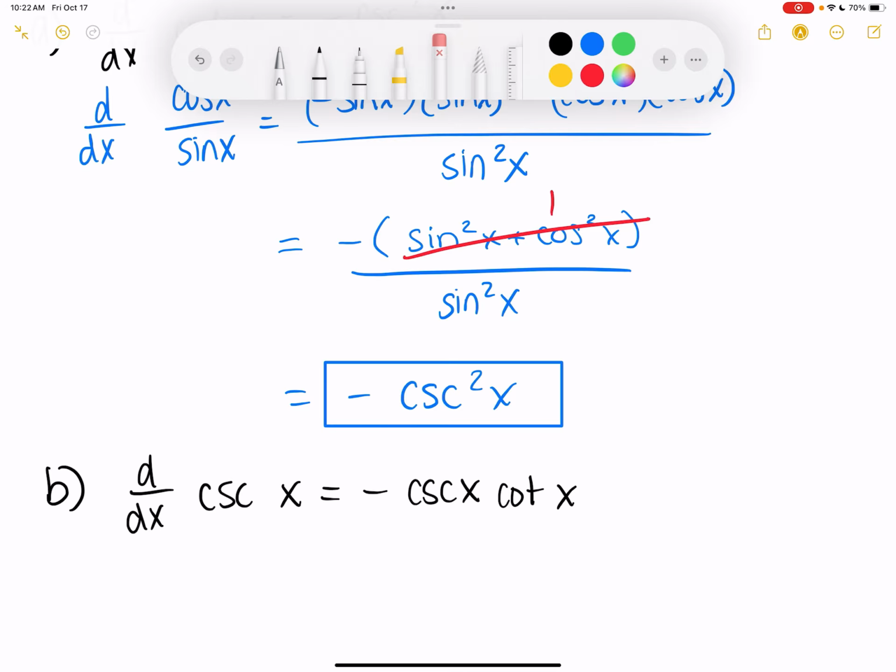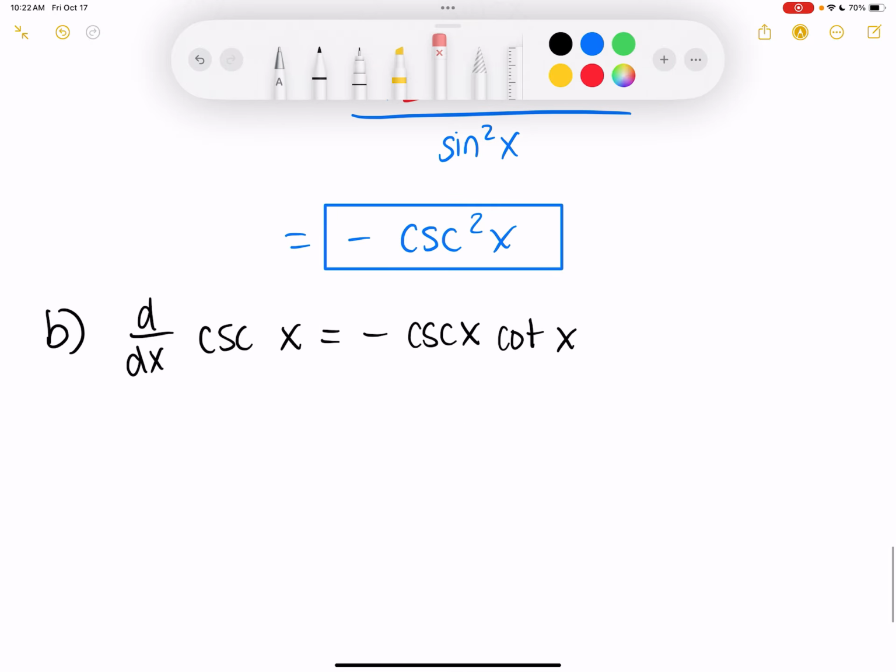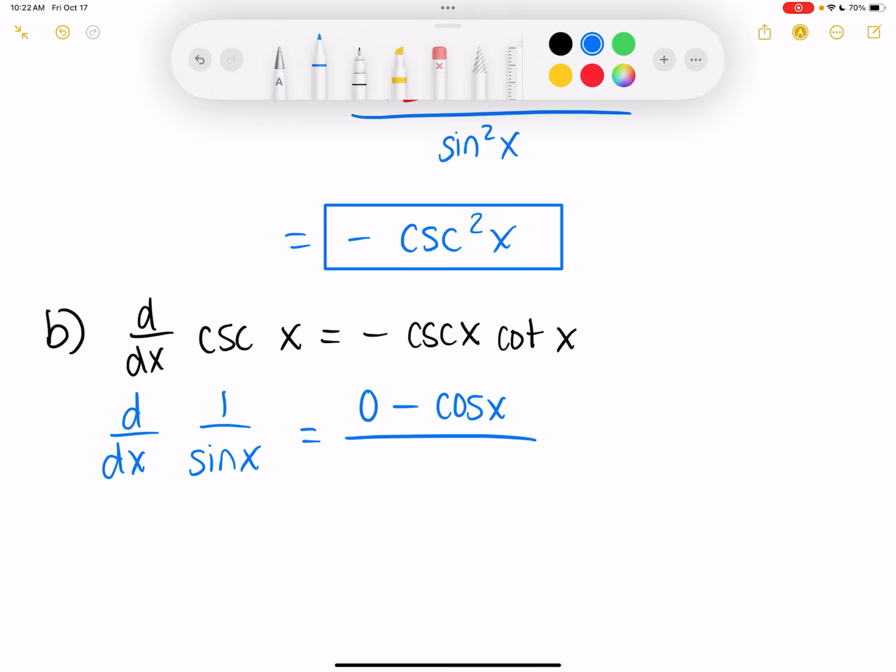All right, so how can I rewrite cosecant? 1 over sine x. Yep. So 1 over sine of x, and then I just proceed as if it's a quotient rule. So the derivative of the top is 0. So I usually just put 0 minus the top times the derivative of the bottom. So that would be cosine of x over sine squared of x.